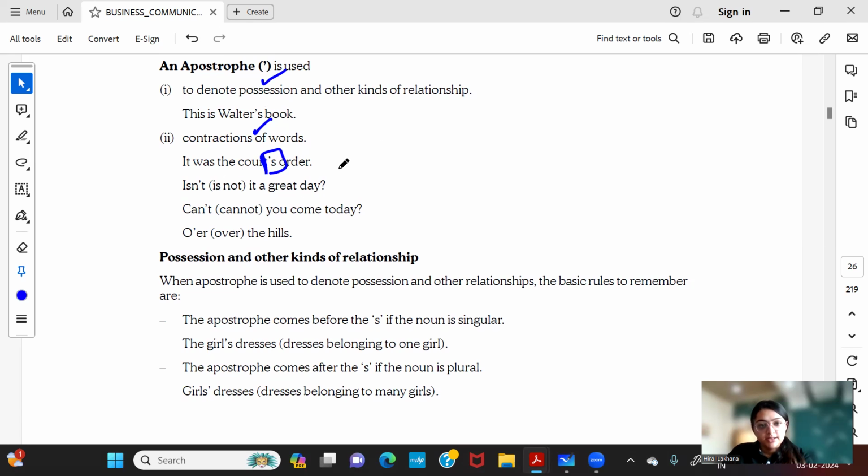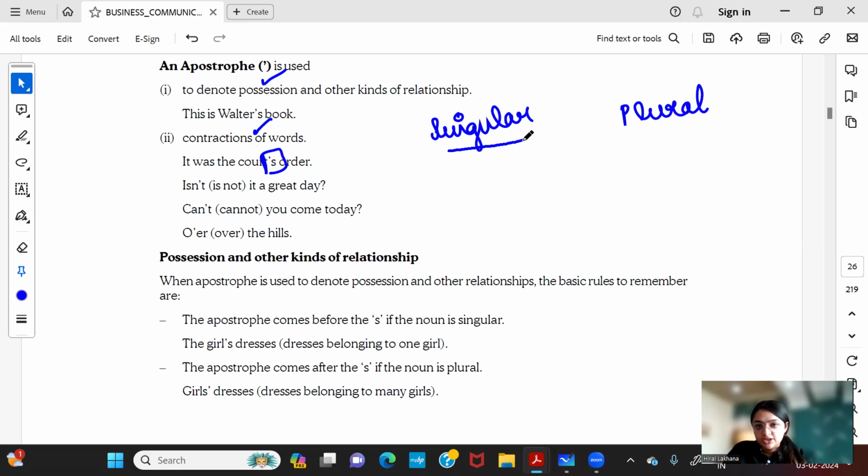Isn't it a great day? Can't you come today? Instead of saying 'cannot', we can say 'can't' as well. Now, when we are using the apostrophe as a part of possession, there can be two types: singular or plural.